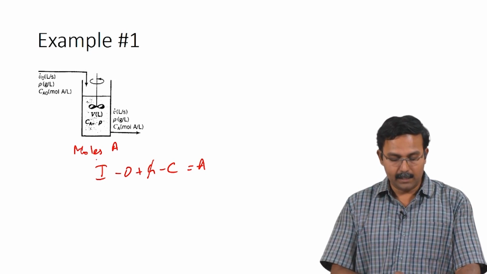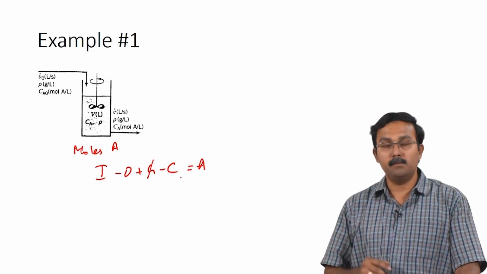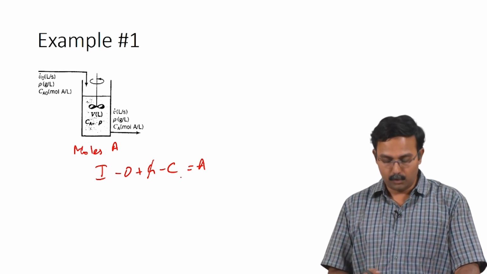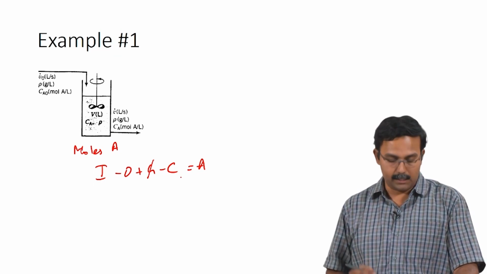You have A entering the reactor, so you have an input term. A is leaving the reactor, so you have an output term. A is being consumed by the reaction, so there would be a consumption term, and accumulation would be happening because it is an unsteady state process.